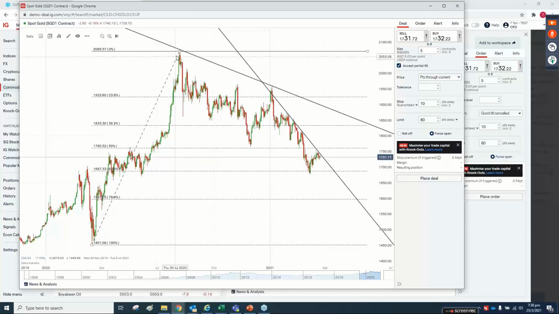Once I've drawn this in, what I'm doing here is this. Previously, the markets had a big climb from 1451 all the way to 2069. Now, once it's done with this climb, it's coming back downwards. And as it's coming back downwards, where is it going to be resting? 3 key levels: 38.2, 50, and 61.8%. These are the 3 levels that you need to focus on.